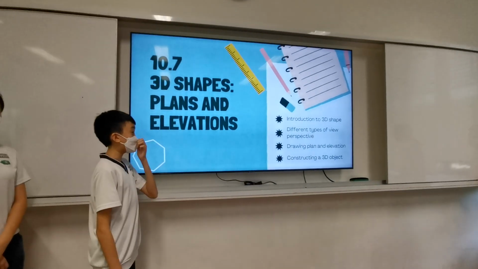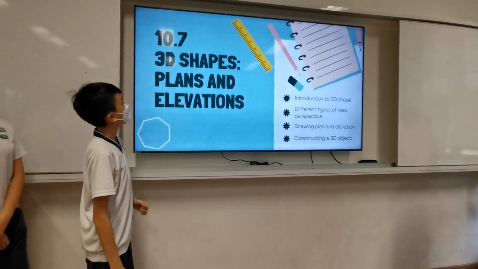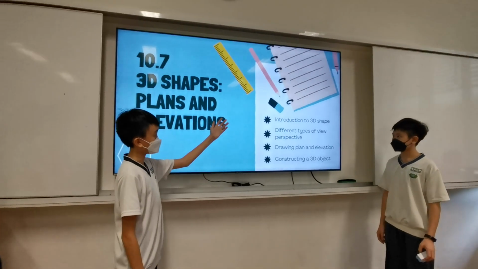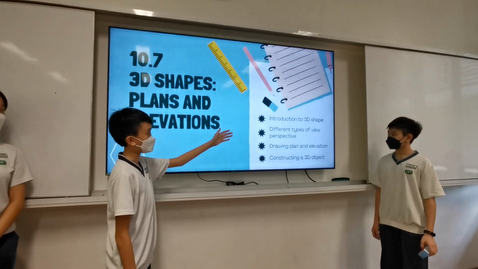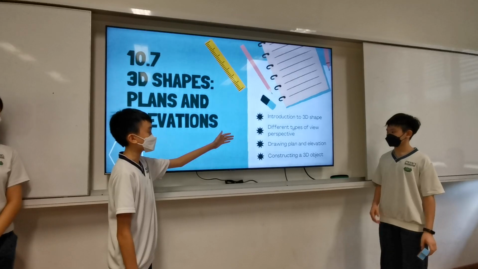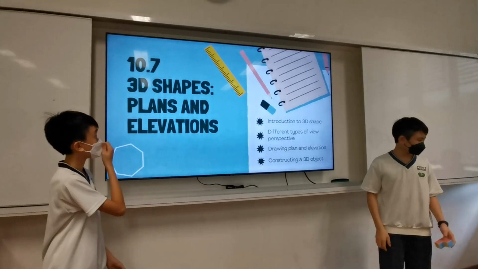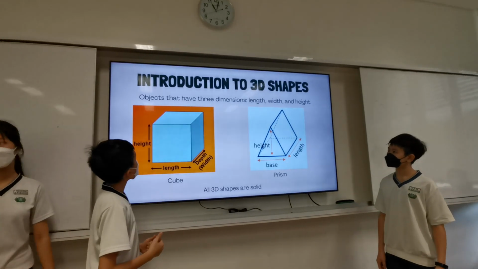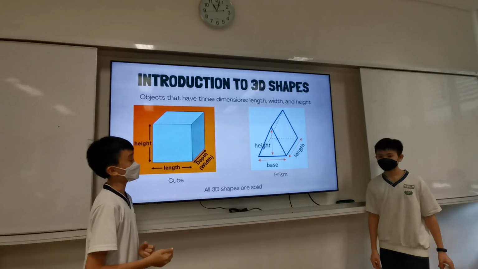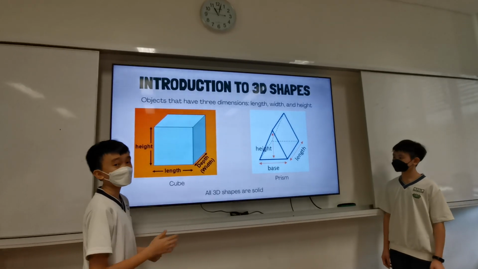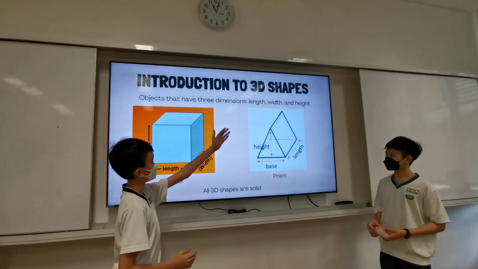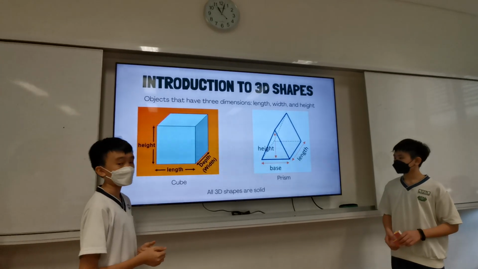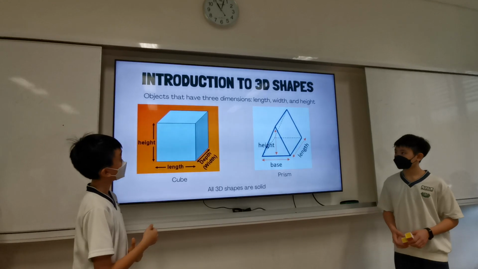Okay, now lastly, I will be diving into 10.7 3D shapes, plans and elevations. I will cover introduction to 3D shapes, different types of view perspectives, drawing, plan and elevation, and constructing a 3D object. So firstly, what is a 3D shape? 3D shapes are objects that have 3 dimensions, which is length, width, and height, while 2D shape has only length and width. All 3D shapes are solid, unlike 2D shapes which only appear on a flat surface.